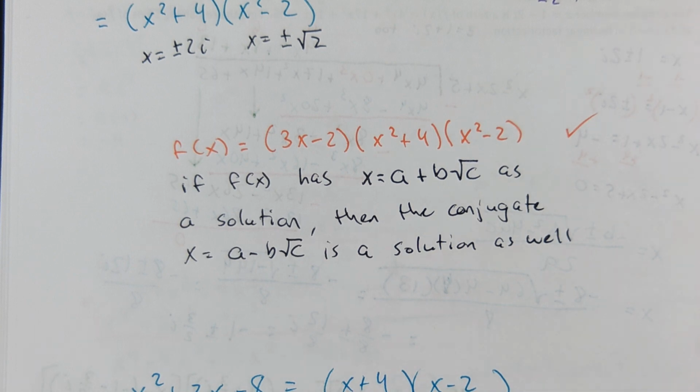That's not to say, I don't want you to think, that every irrational answer comes in a conjugate pair. They have to be of a very specific format, because there are a lot of irrational numbers that are not square roots of things, like pi or e and things like that. Okay?